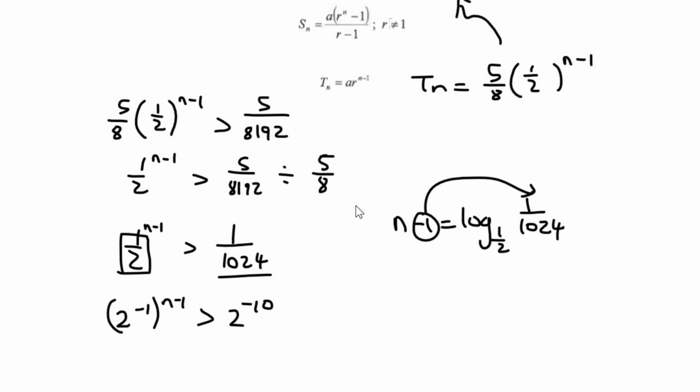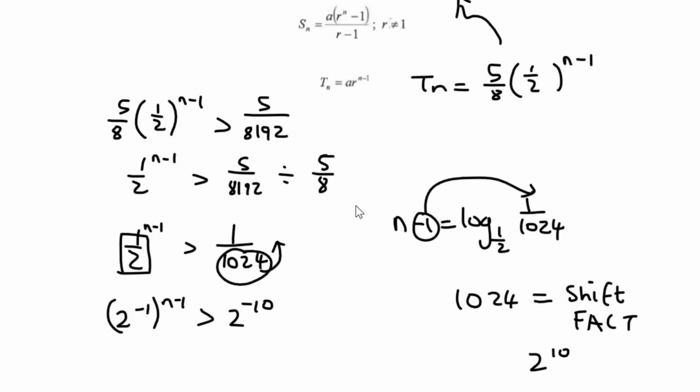How did I get that? Well, let me first get 1024. So what I do is I type in 1024 on my calculator. I then say equals. I then say shift, and then I say fact. This is on the Casio calculator, and it tells you that 1024 is the same as 2 to the power of 10. I then took the 2 to the power of 10 up to the top.